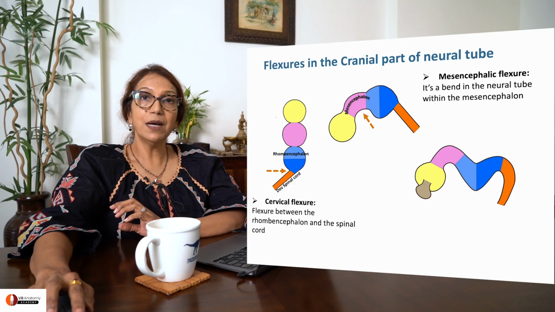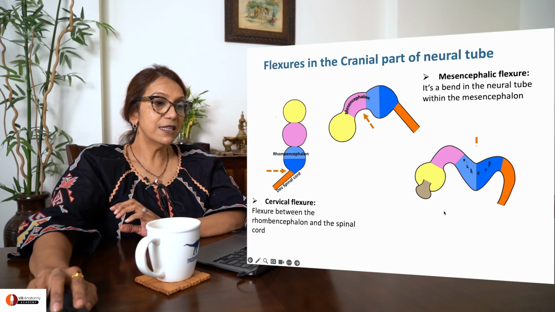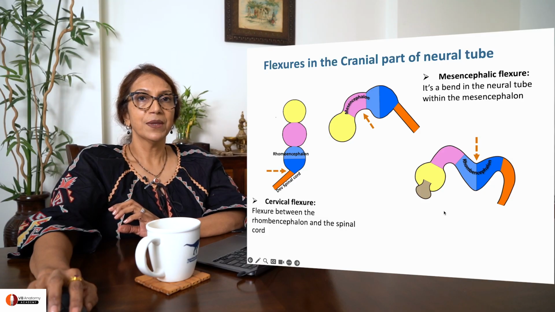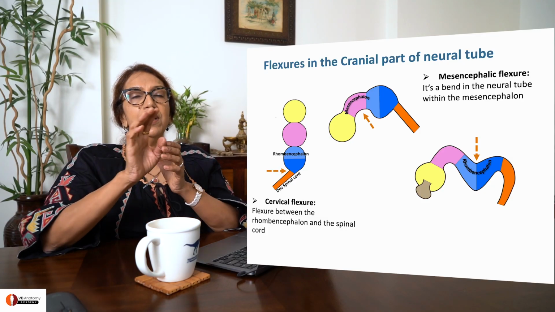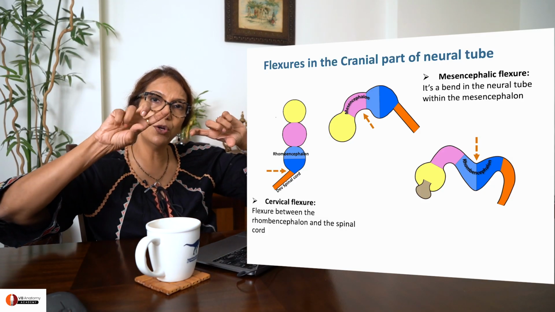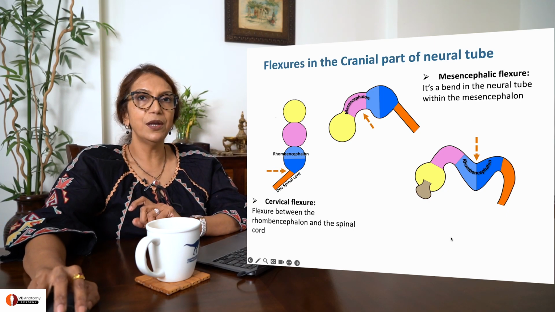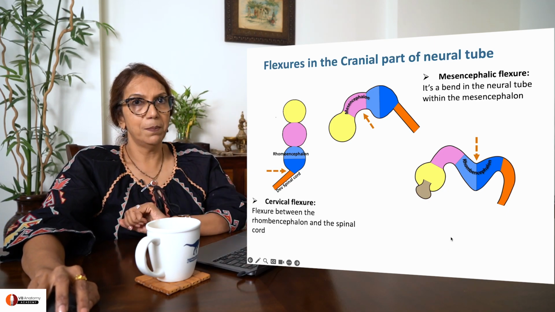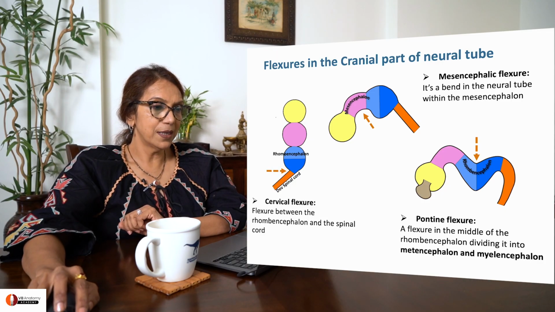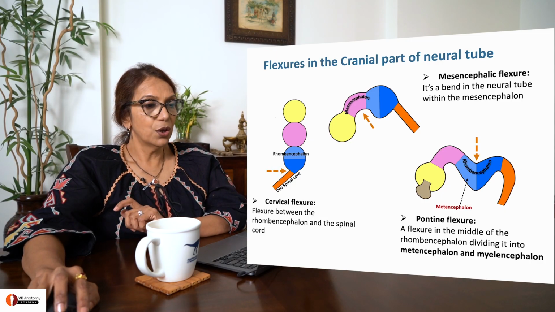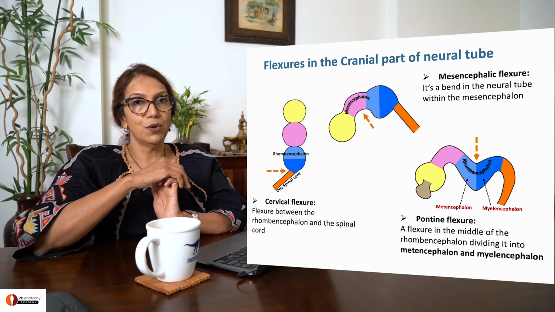Now we come to the third flexure, which is within the rhombencephalon. Within the rhombencephalon itself, there is a flexure dividing your rhombencephalon into a cranial and a caudal part. The cranial part is called metencephalon. The caudal part is called myelencephalon.